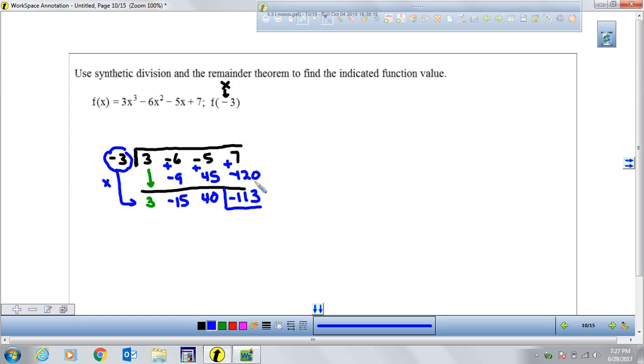So this remainder, remember, represents the y value. That's what the remainder represents. So the question is find f of negative 3, which means find the y value when x is negative 3, and that y value is negative 113, which is my remainder. Remember that the remainder represents the y value at that specific value of x.